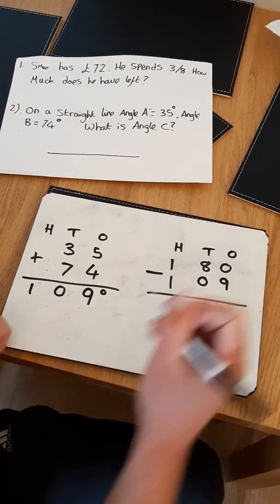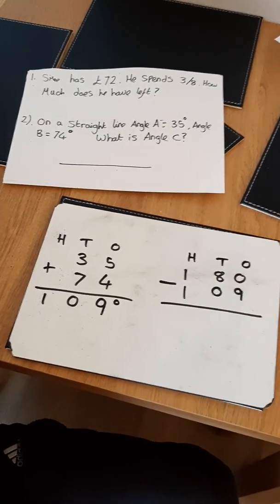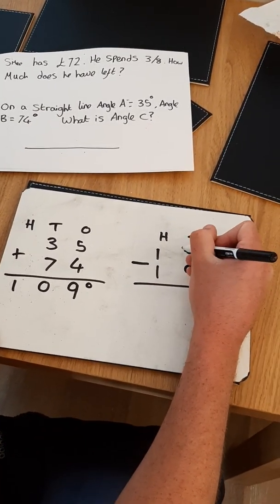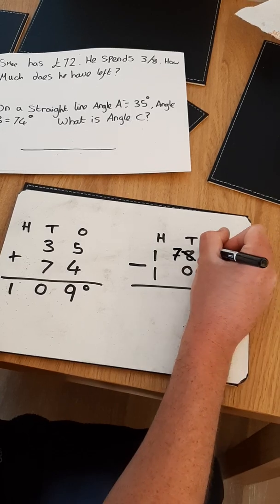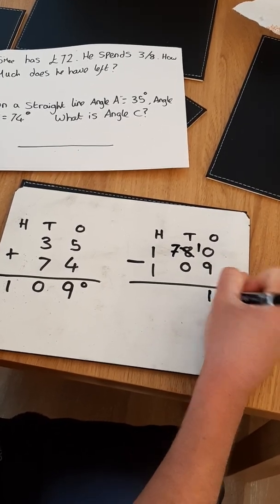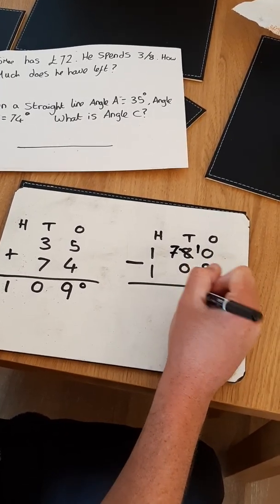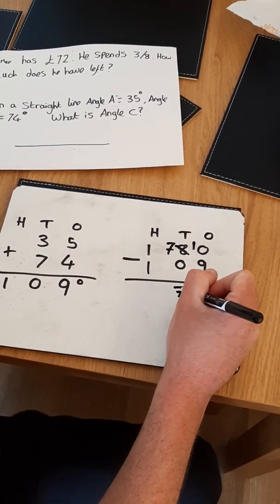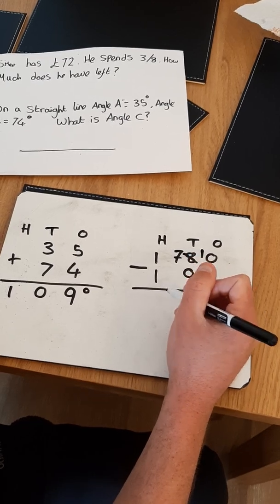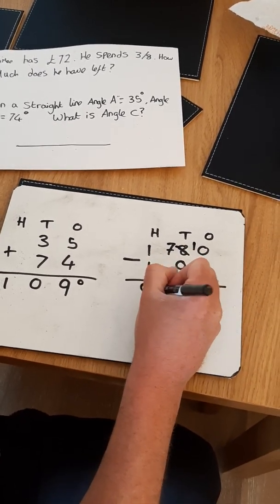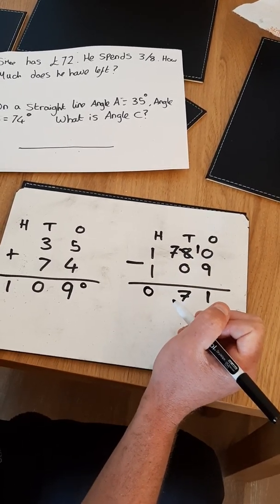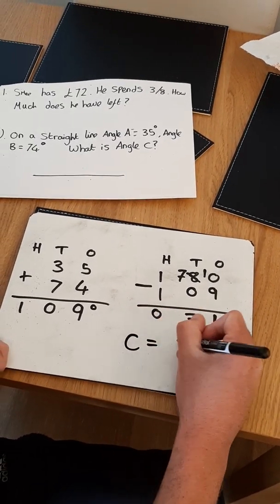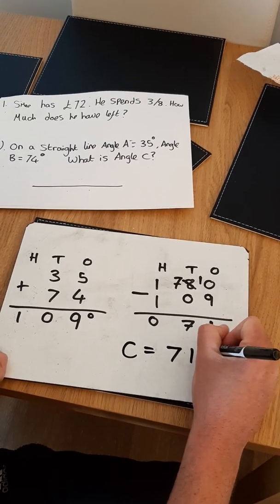So 0 take away 9, going to give us a negative number. We don't want that, so we need to exchange from next door. So 10 minus 9 equals 1. 7 minus 0 equals 7. And 100 minus 100 equals nothing. So we have 71 degrees. So we now know that angle C equals 71 degrees.